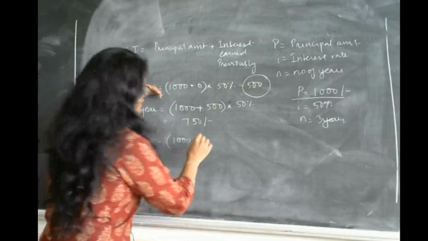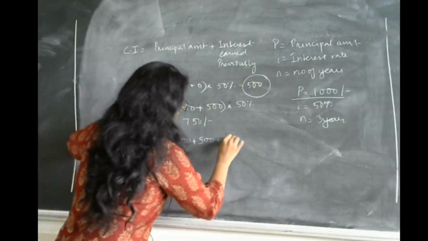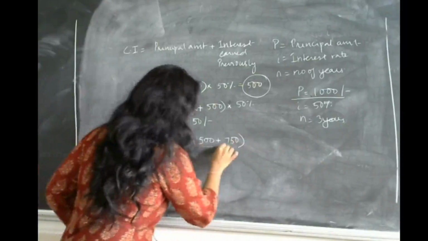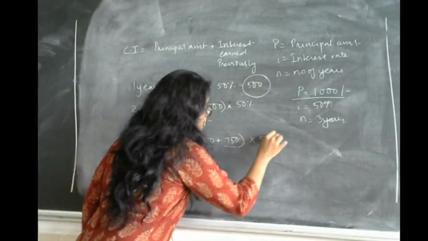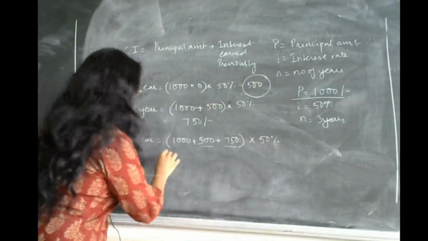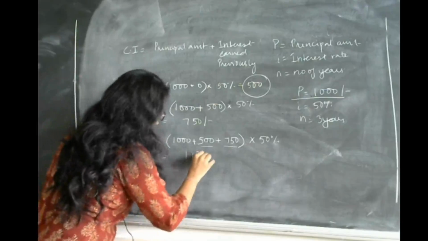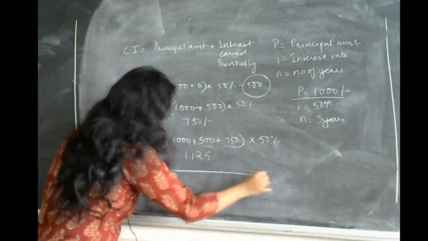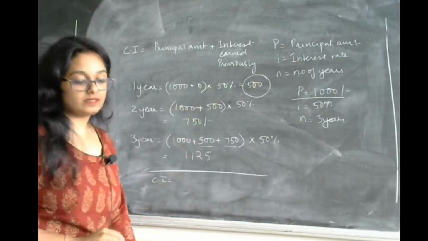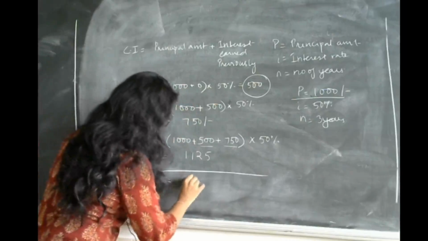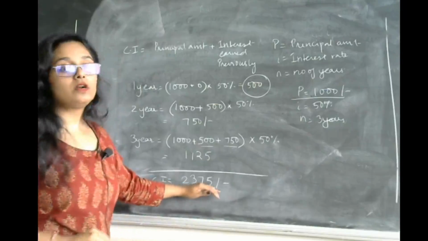Now in the first year, how much interest did you earn? 500. In the second year, how much interest did you earn? 750. So both the years' interest you will have to take into consideration. Multiply it with 50%. Okay. How much is it coming to? It comes to around 1125. Now the total compound interest for a period of 1, 2, 3 years is coming to around 2375. Okay, this is your compound interest.